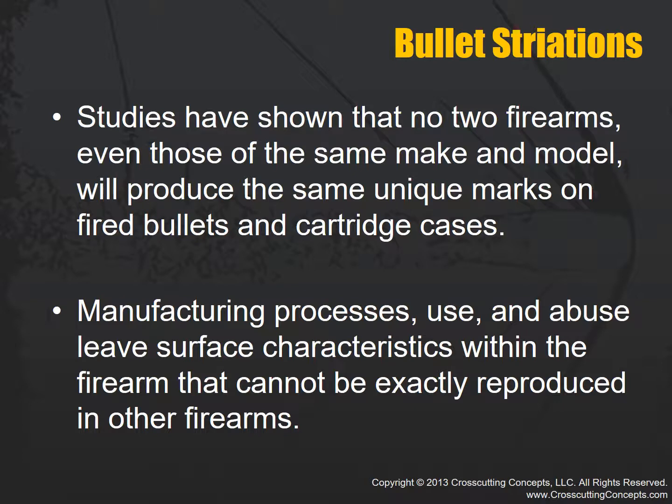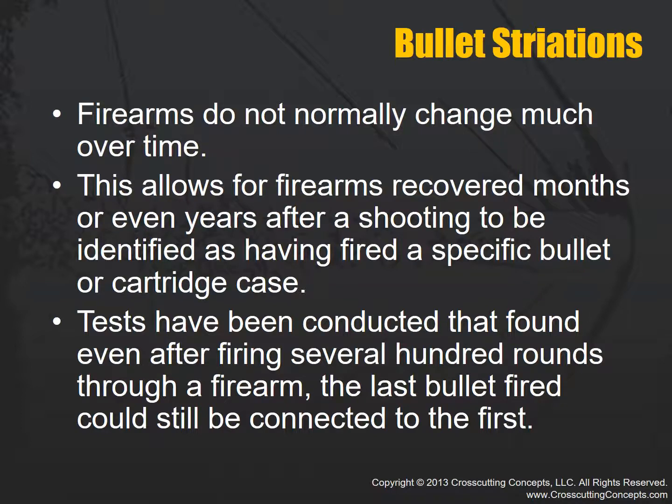The manufacturing process, use and abuse, all these different things will leave different characteristics from the firearm, and none of these can be reproduced exactly. Firearms do not tend to change much over time, so this allows for firearms that are recovered years after a shooting to be able to be identified.